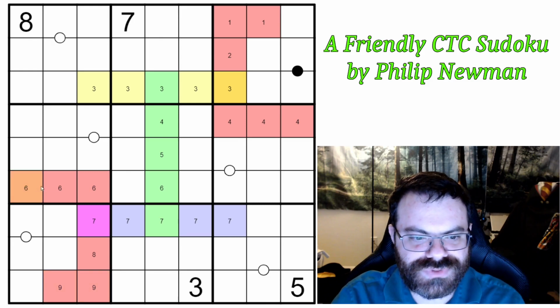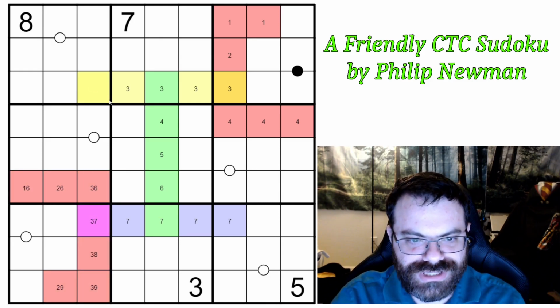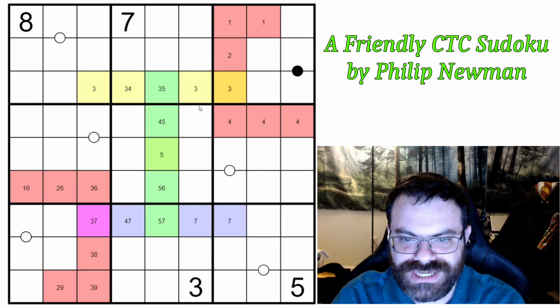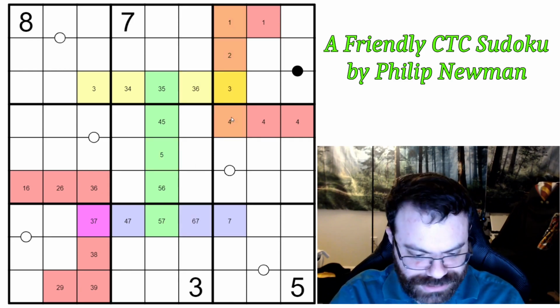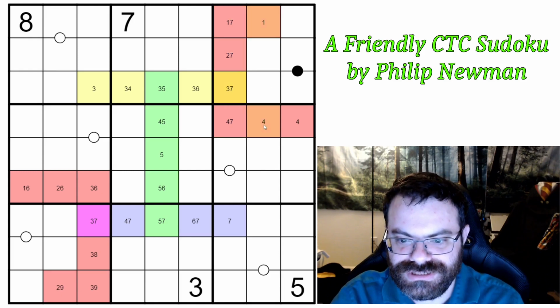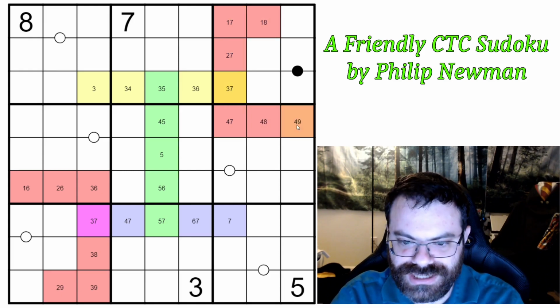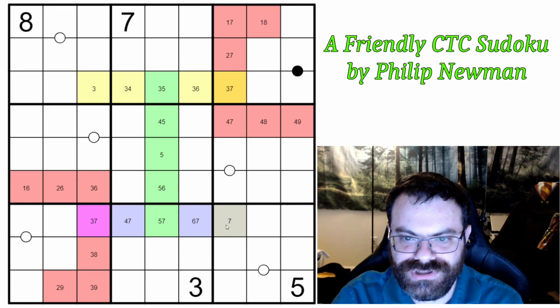And then I'll do columns: 1, 2, 3, and that 3 got toggled, so I'll put it back. This is 4. These are all 5, and I'll put this 5 back. These are 6. These are 7, 8, and 9. And yeah, that's 7 for row or column.